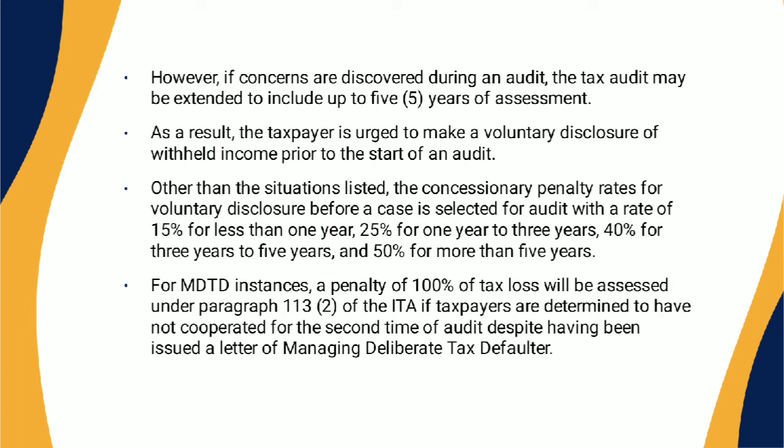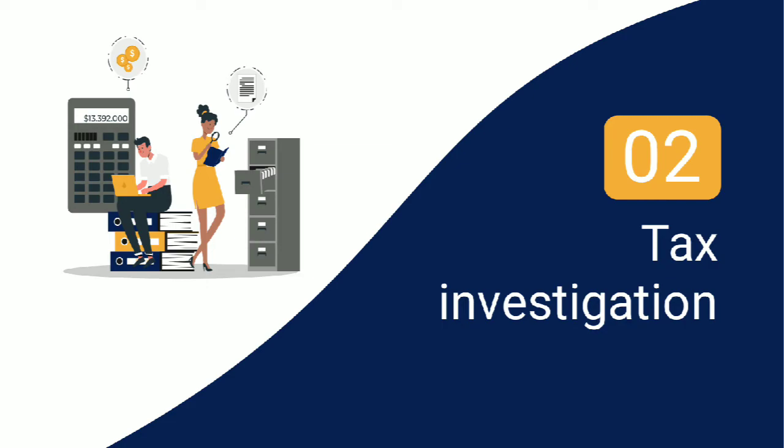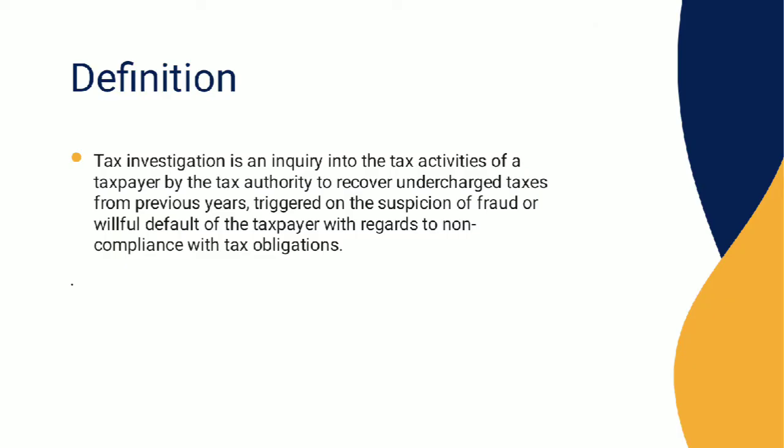According to LHDN on Section 10 of Offences and Penalties, if an audit reveals that there was an underestimate or omission of income, a penalty will be imposed under Section 113, subsection 2 or paragraph 44B, subsection 7B of the ITA. Tax investigation is an inquiry into the tax activities of a taxpayer by the tax authority to recover undercharged taxes from previous years, triggered on the suspicion of fraud or willful default of the taxpayer with regards to non-compliance with tax obligations. Two individuals involved in these tax investigations are the tax officer and the taxpayer.